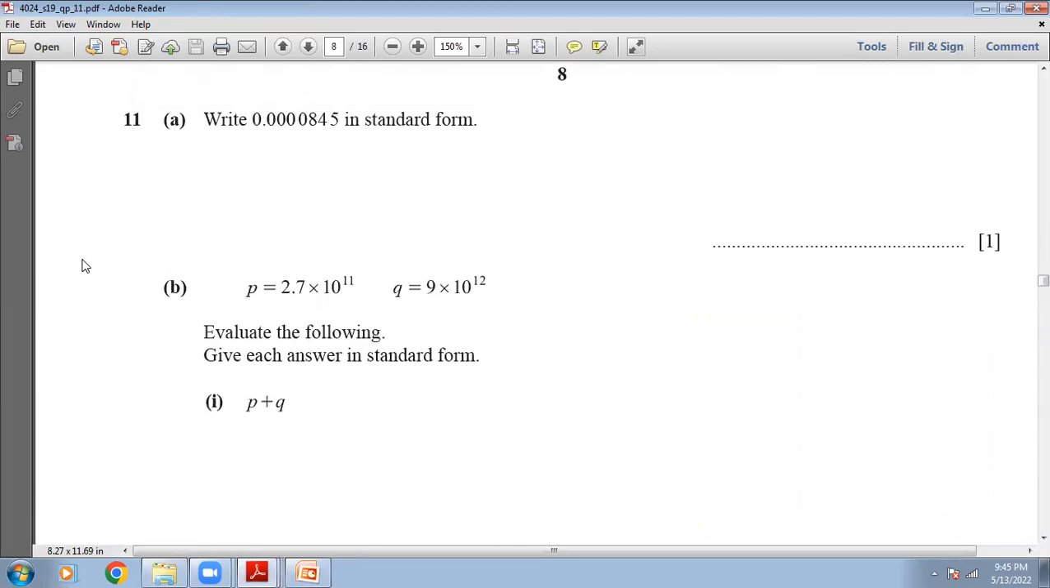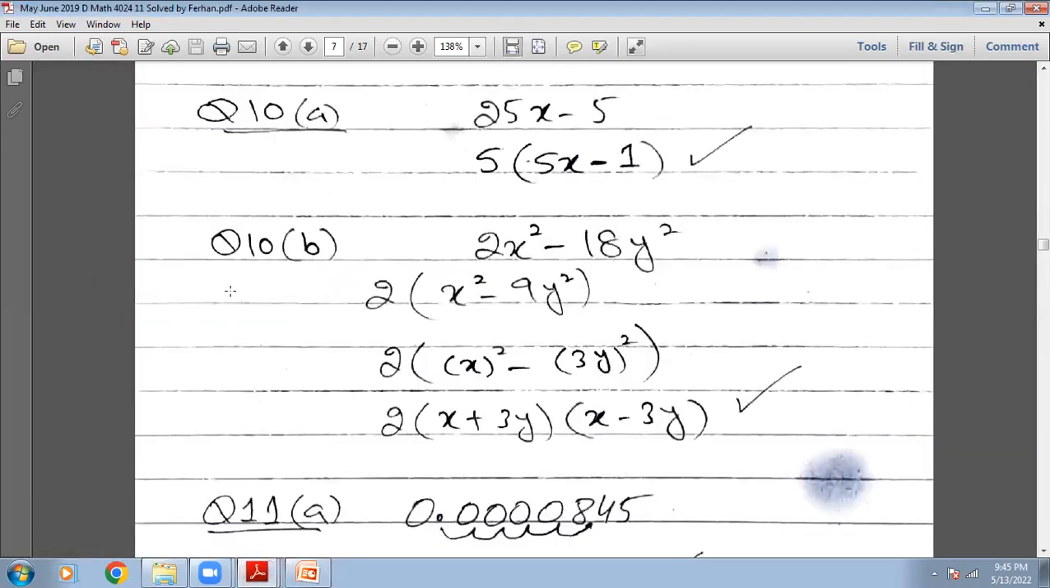He says, write 0.00000845 in the standard form. So in the standard form, I will move this decimal to the right. So this number should become more than 1 and less than 10. So 1, 2, 3, 4, 5. It will become 8.45. So you moved it 5 steps to the right, so the power will become minus 5, the power of the 10.